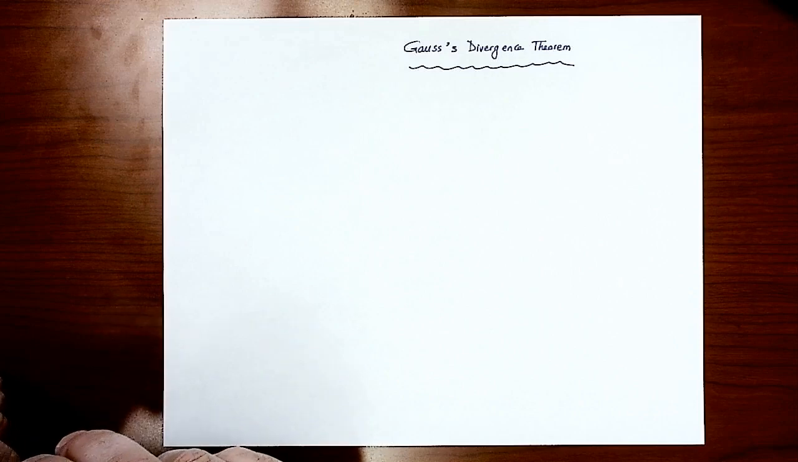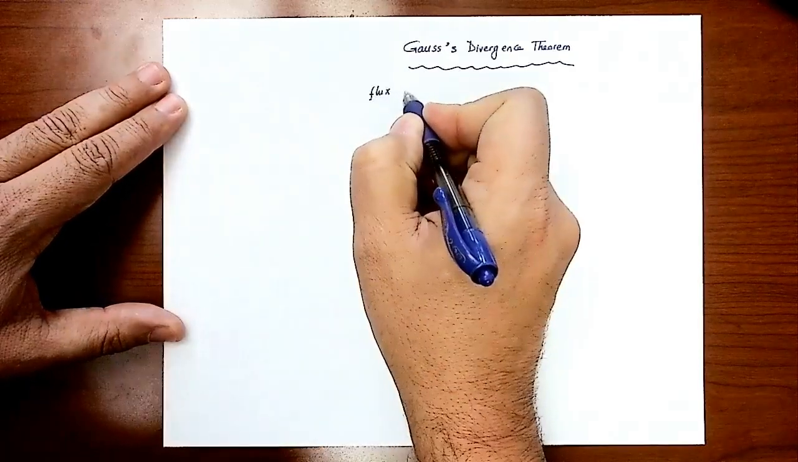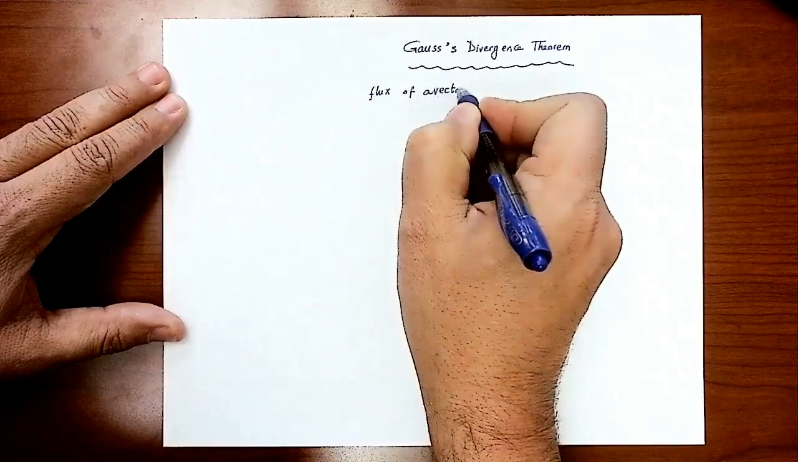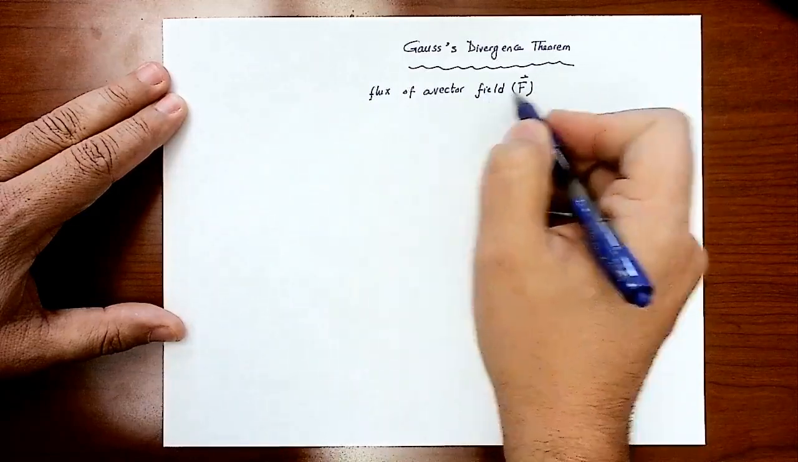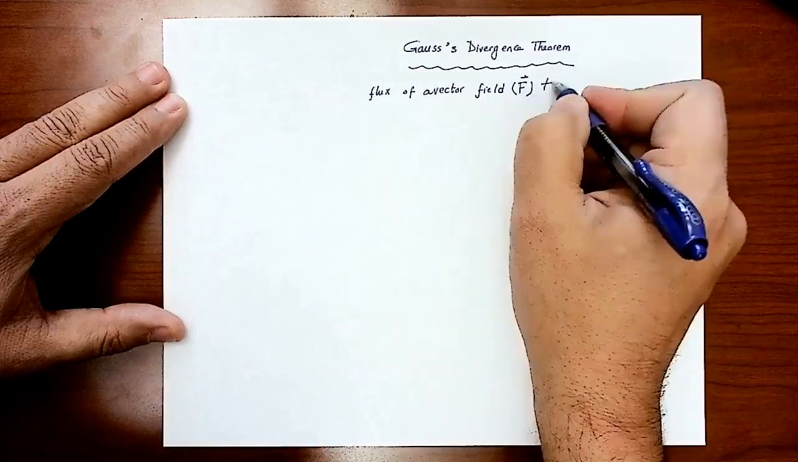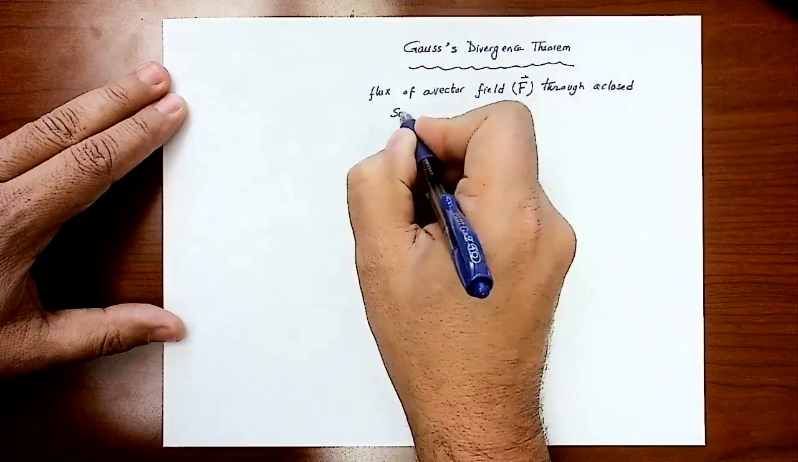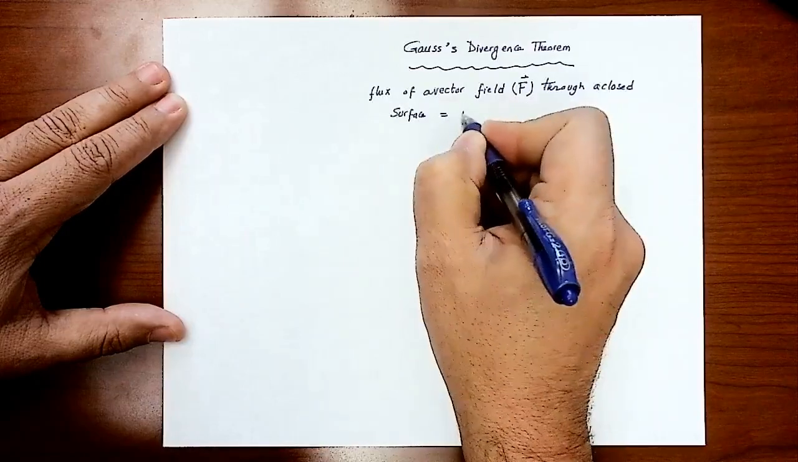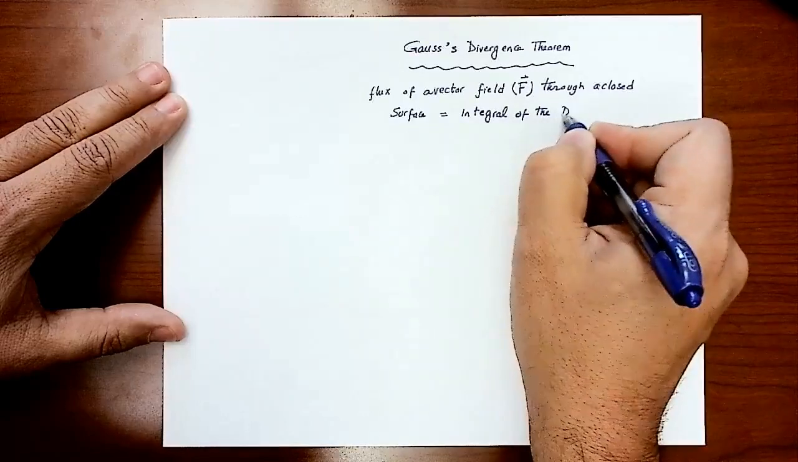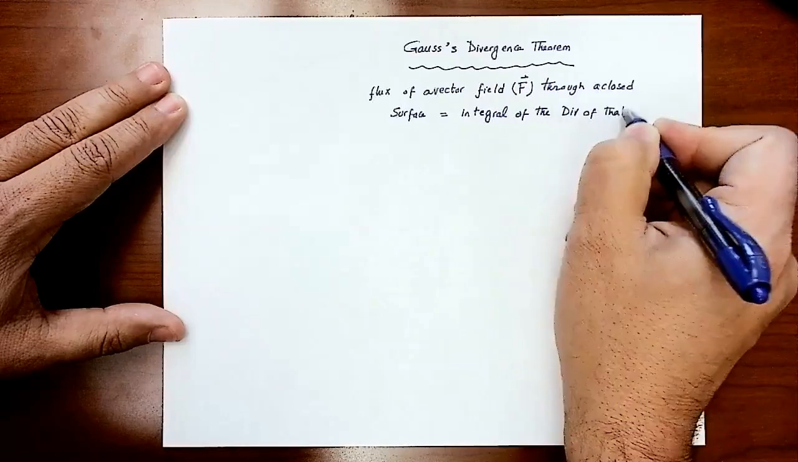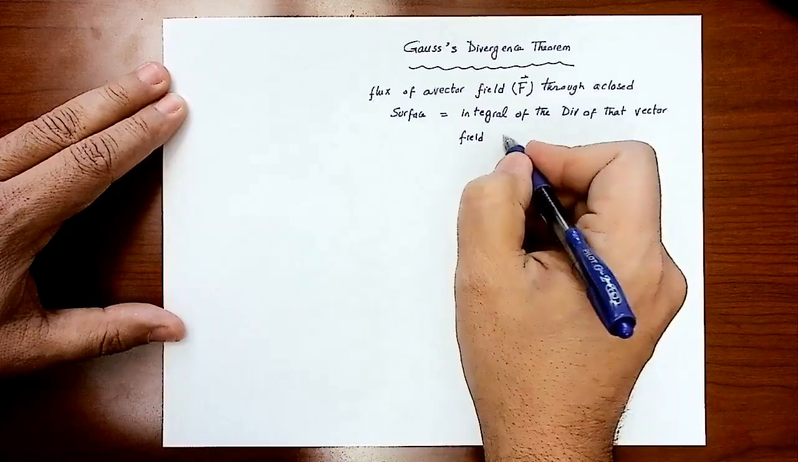The statement of the Gauss divergence theorem, I'm going to go quickly here, is the flux of a vector field F. So if we have a vector field F, the flux of that vector field through a closed surface equals the integral of the divergence of that vector field over the volume.